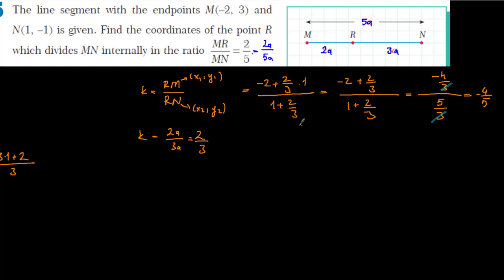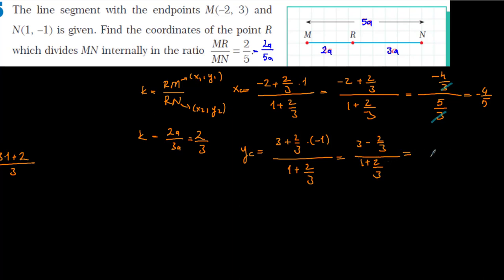Okay, this was for xc. For finding the yc, we have to do 3 plus 2 over 3 times 3 plus 2 over 3 times minus 1, all over 1 plus 2 over 3. It's going to be, which is equal to here, 3 minus 2 over 3, 1 plus 2 over 3.